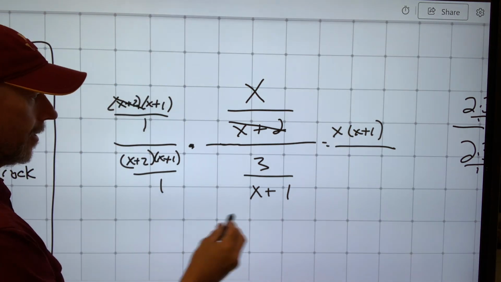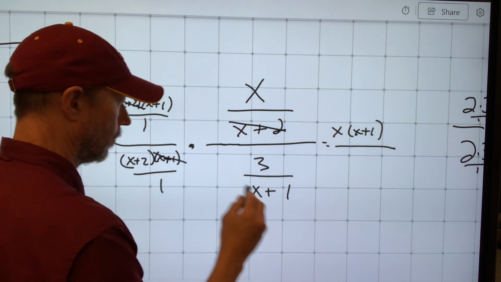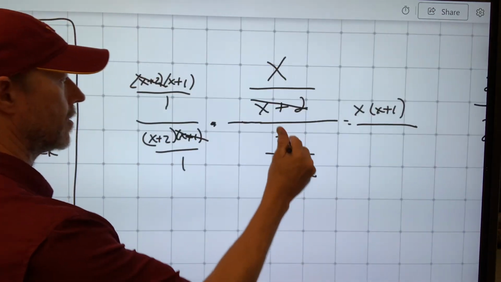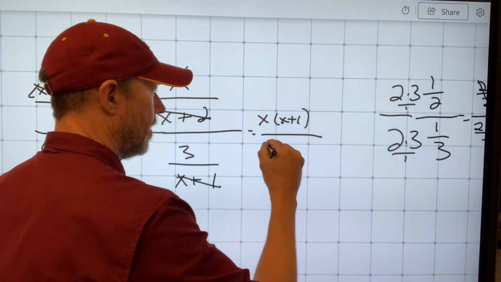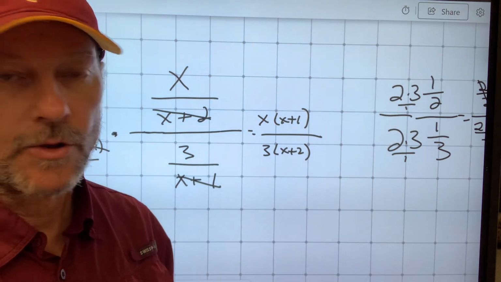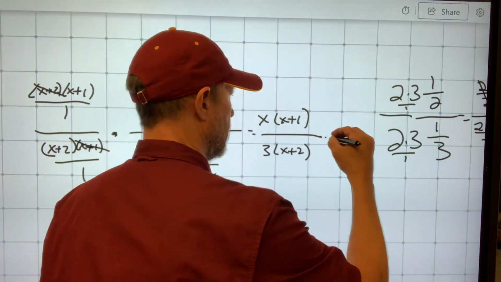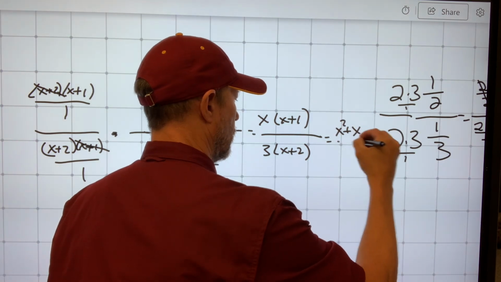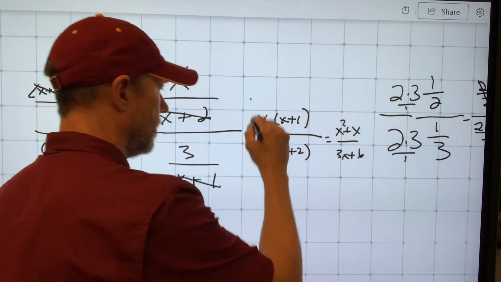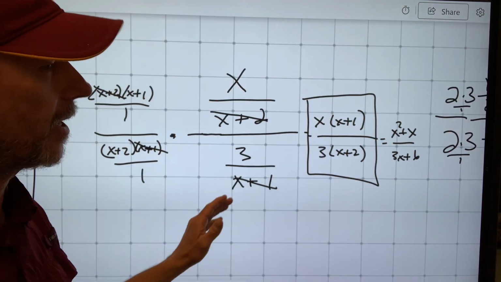What about in the denominator? Well, down here in the denominator, the x plus 1's will cancel, just like the 3's canceled over here. So that leaves me 3 times x plus 2, and so I have 3 times x plus 2 in the denominator. You can distribute the x and the 3 if you want, and make it look like this, x squared plus x over 3x plus 6. This is equivalent to this, but this is the simplified form of this complex fraction we started with.